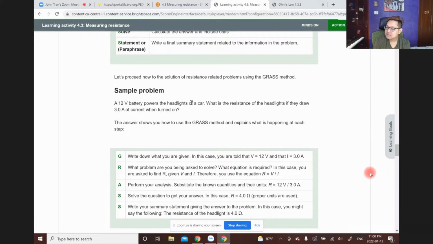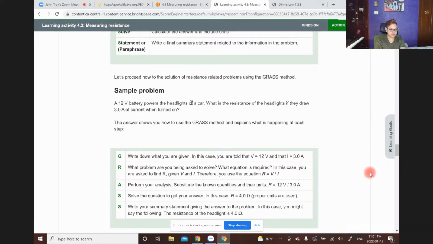Simple problem. A 12 V battery powers the headlights of a car. What's the resistance of the headlights if they draw 3.0 amperes of current when turned on? Answer: show how to use the GRASP method and explain what's happening at each step. Write down what you are given. In this case, you are told that V equals 12 V and that I equals 3.0 A.